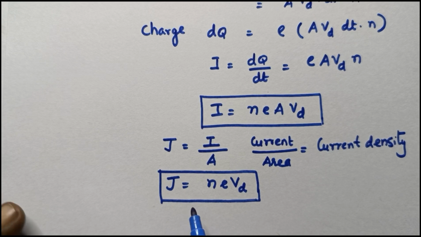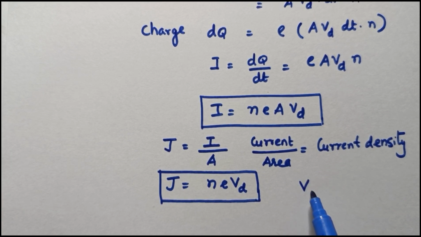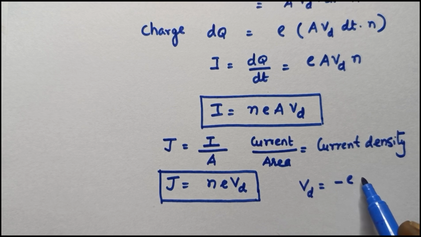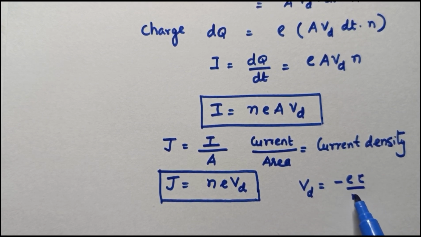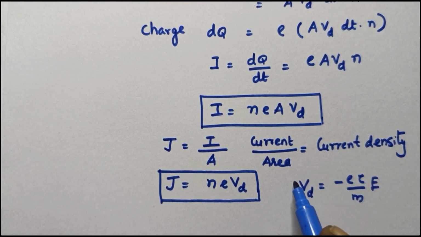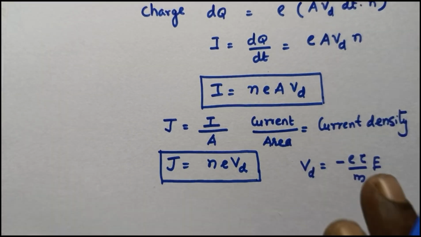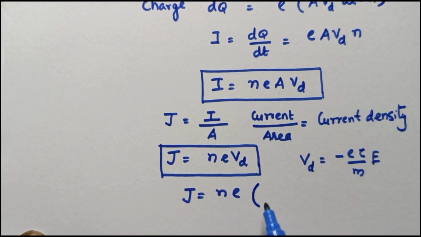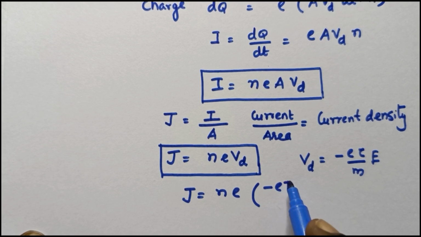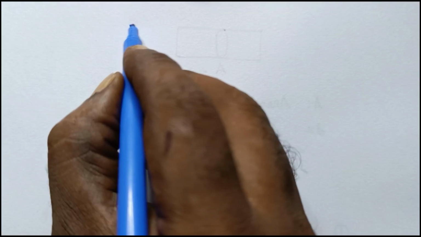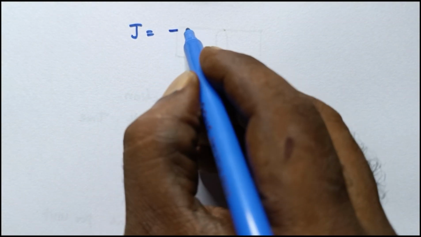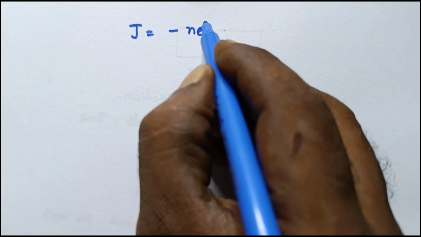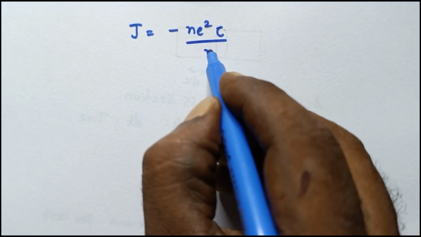We have already derived the expression for the drift velocity. vd is equal to minus e tau by m into E. This is what we already derived. So if we substitute this expression here, what we will get is J is equal to n e, and instead of vd, minus e tau by m into E. So J is equal to minus n e square tau by m into E.